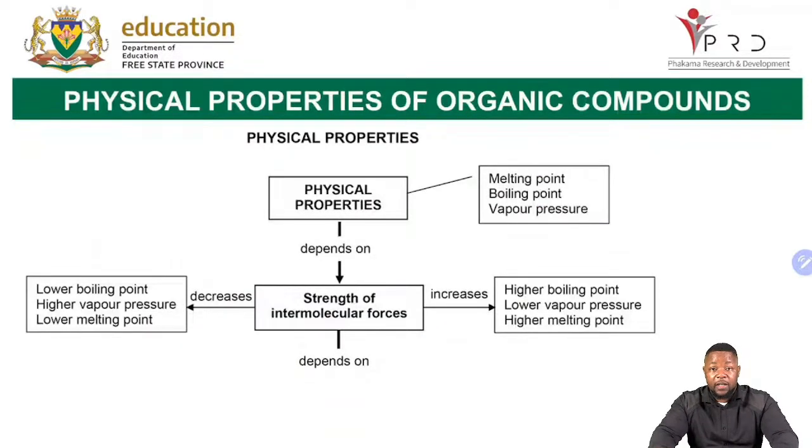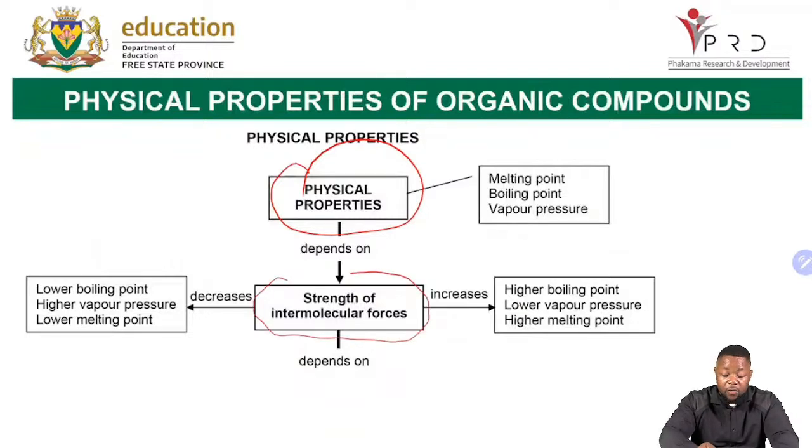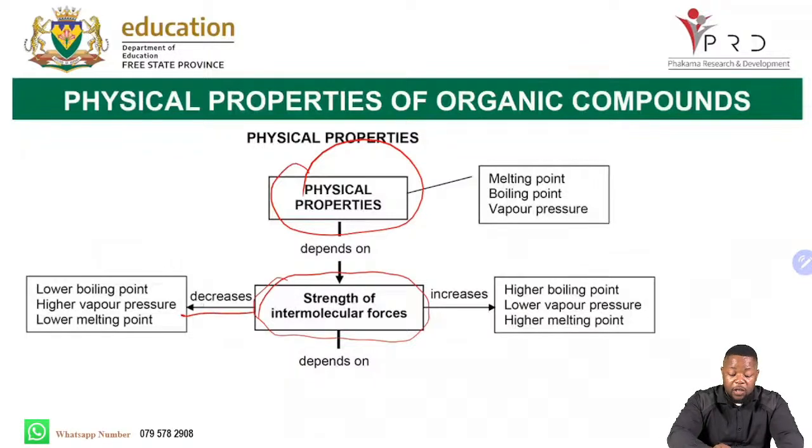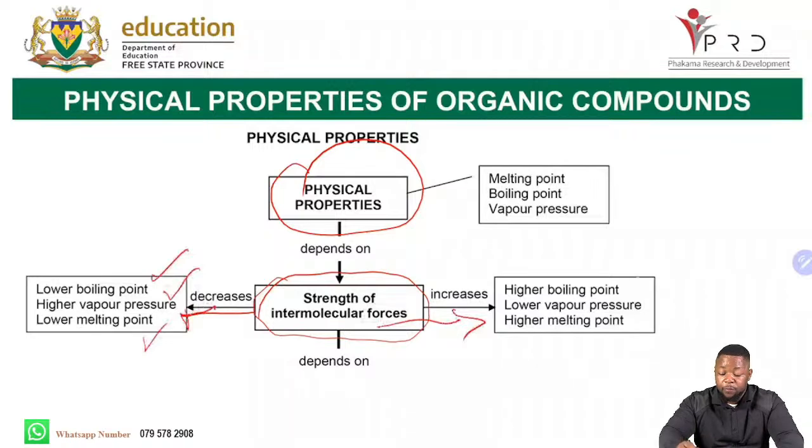So we want to go straight now into the physical properties of organic molecules. When looking at the physical properties of organic molecules, it is very important to know that they depend on the strength of the intermolecular forces. If the strength of the intermolecular forces decreases, we are going to have a lower boiling point, a higher vapor pressure, and a lower melting point. If the strength of the intermolecular forces increases, the boiling point is going to be higher, the vapor pressure will be lower, and the melting point is also going to be higher.